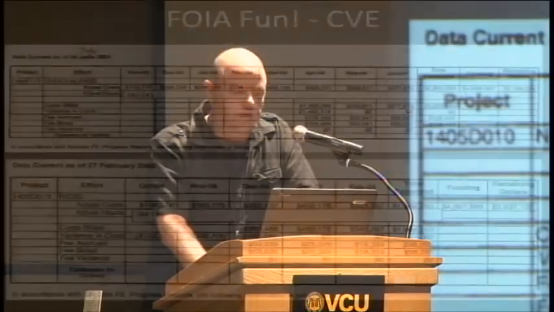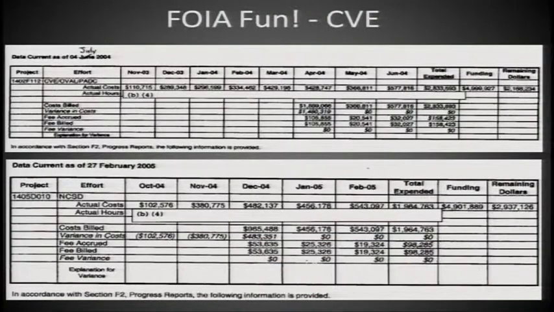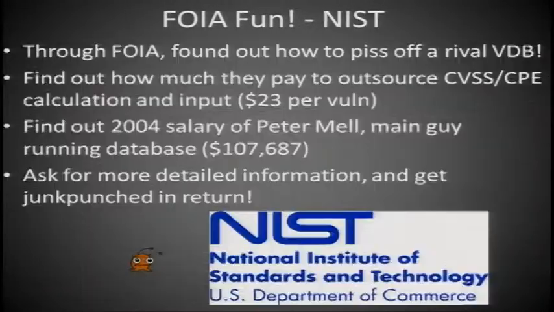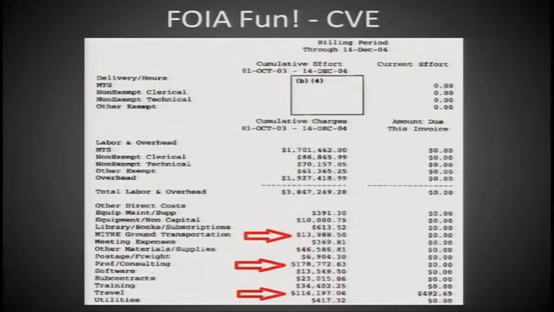So there we have more showing by the month. And remember, I sent the FOIA request in 2006 for the previous years. And a little more breakdown. So these are the fun ones. MITRE ground transportation, $14,000 a year. Professional consulting, $180,000. Travel, $115,000. Why do you have to travel that much to run your VDB? Why does CVE need to?